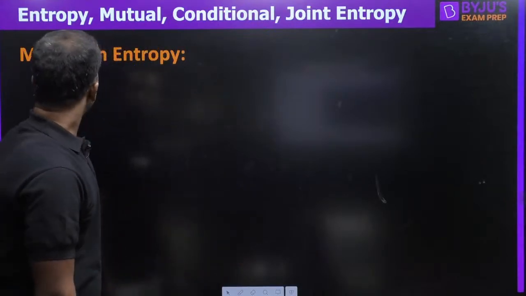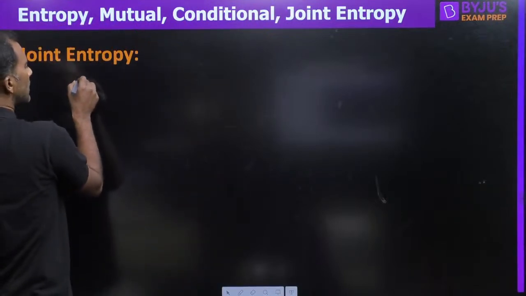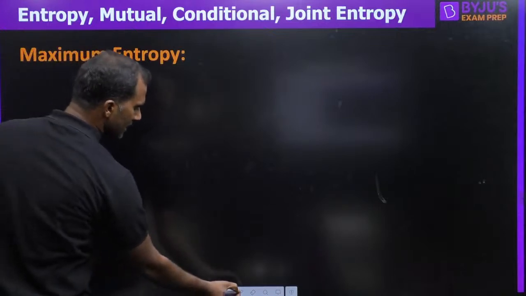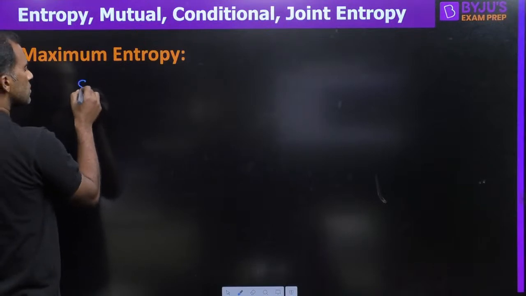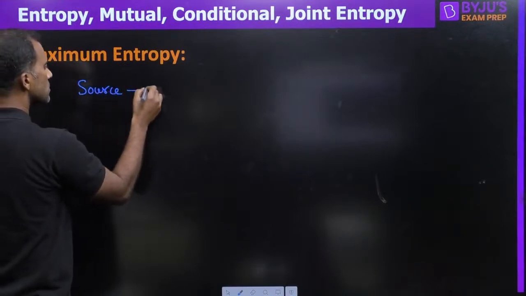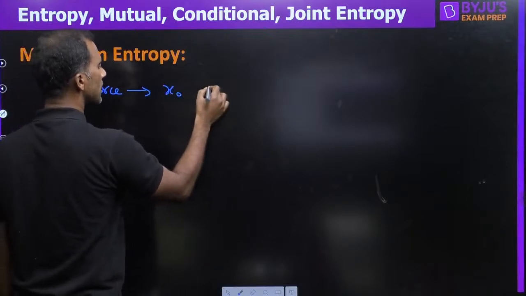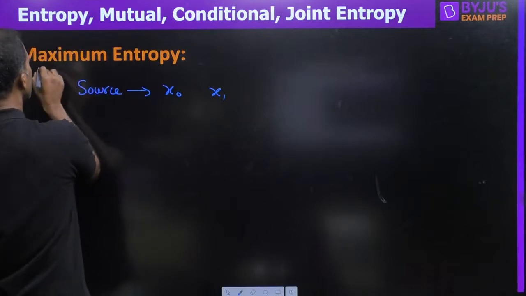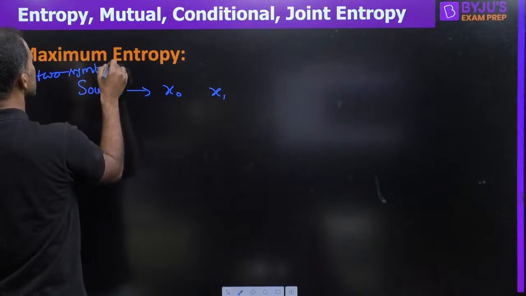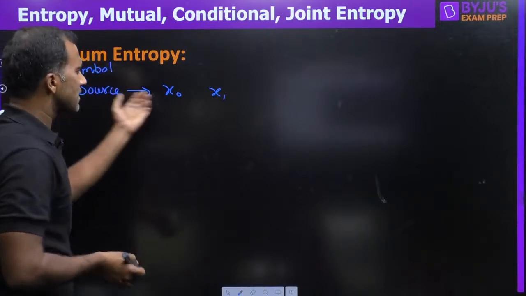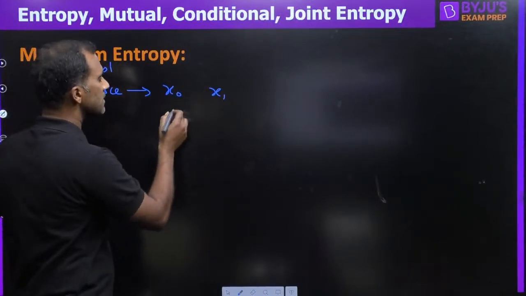Okay then, let's talk about maximum entropy. Very important stuff. To understand maximum entropy, I'll talk about a very basic case. I'll talk about a source with two symbols. A source which takes only two symbols, x0 and x1. For a two symbol source, the symbols can be A, B, or anything. You can write the name of the symbols as anything.